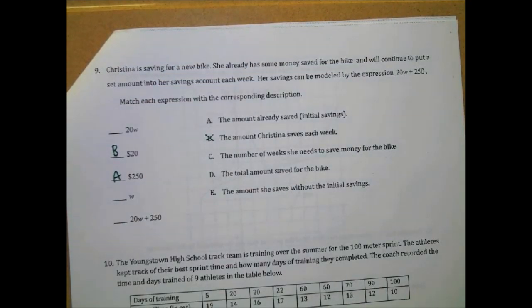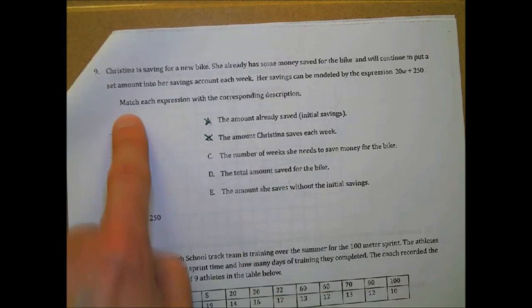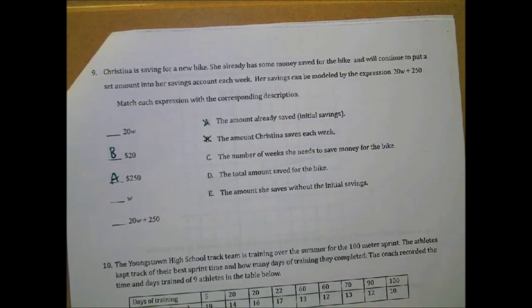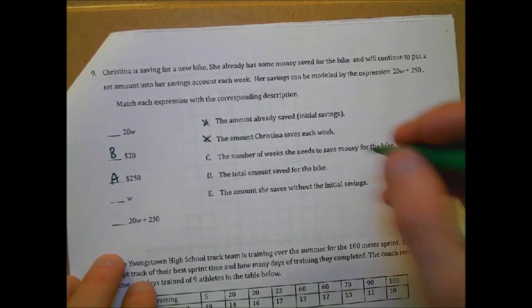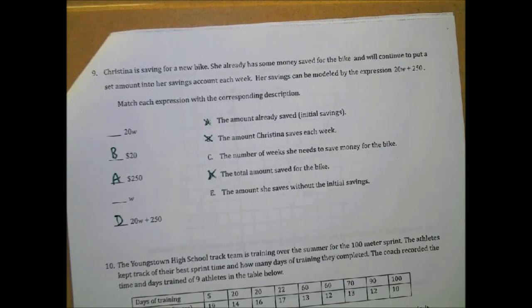Okay, Shepard, what does represent the total amount saved for the bike over here? The last one. Very good. The total amount saved for the bike is D. Very good. Okay, and then let's go to Reagan.